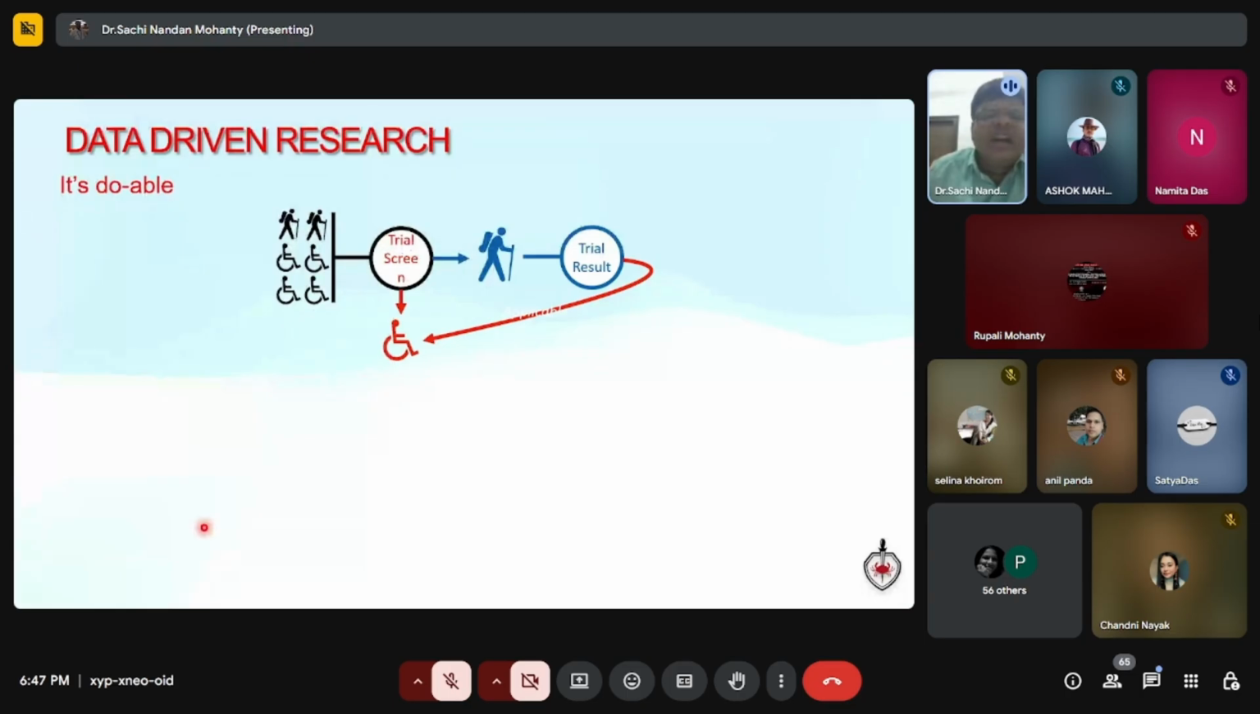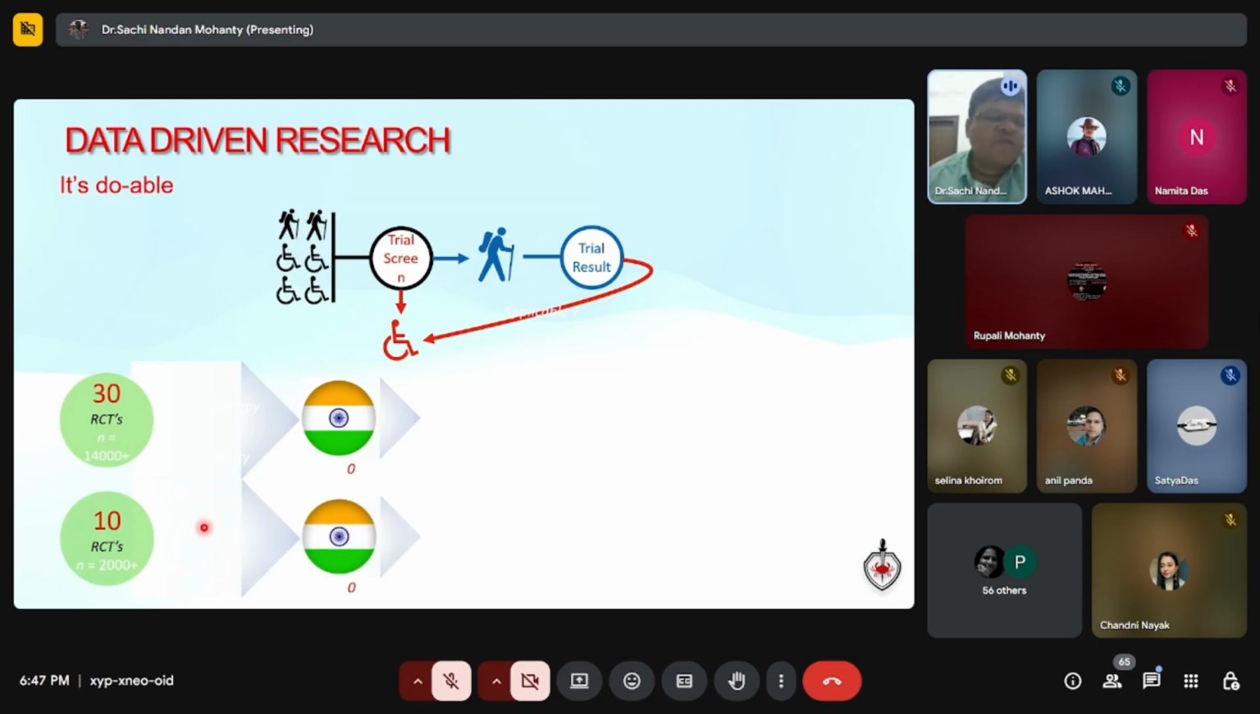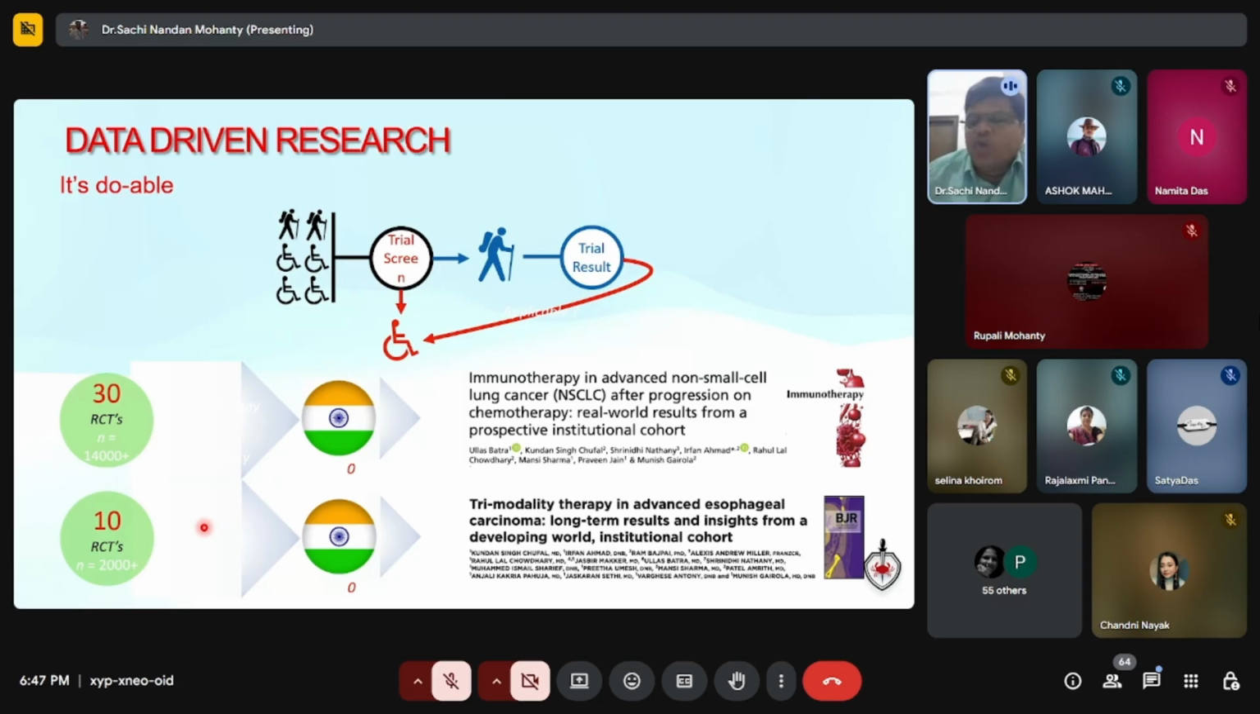Now, in data-driven research, what happens? We can find out whether the trial result is applicable to a particular data set or not. Suppose we have 30 images, and 10 images we found. Then you supply it to the particular set of data, and you can find whether it is cancer or not, whether immunotherapy is given or not. That type of decision will be told.